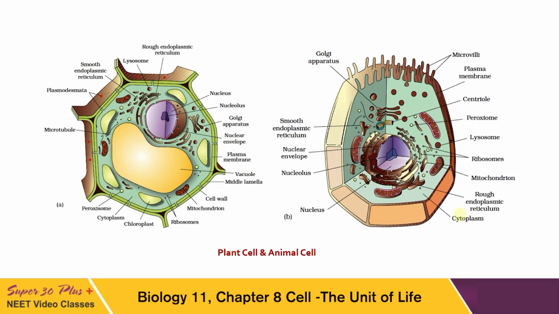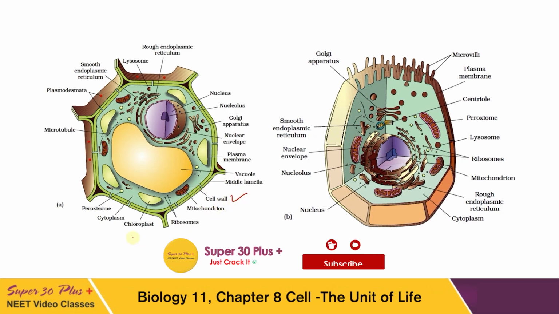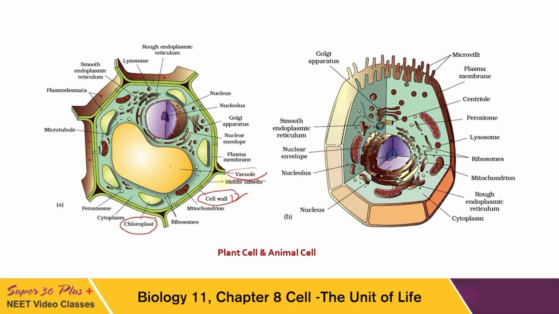You can see a beautiful colorful diagram here of the plant cell and animal cell. In the plant cell, let us start from here. This is the cell wall. The cell wall is found only in this case. Here we have the chloroplast, found only in the plant cell. A large central vacuole is there, and the middle lamella is present only in the plant cell. The rest of the structures you are seeing here, we will see in detail in time to come.